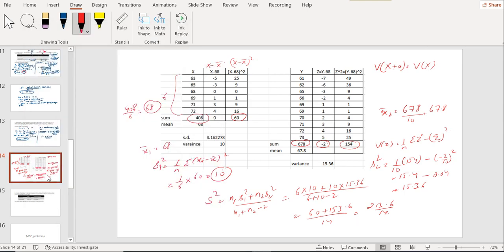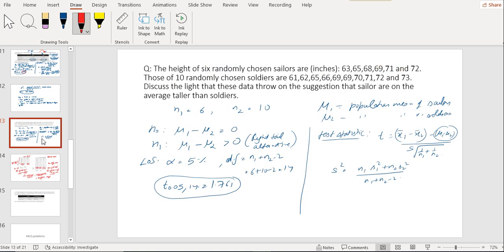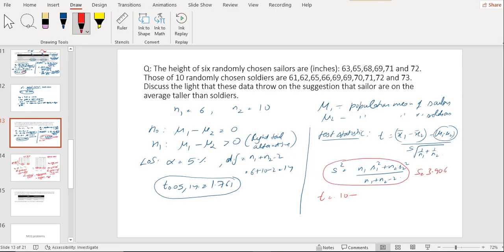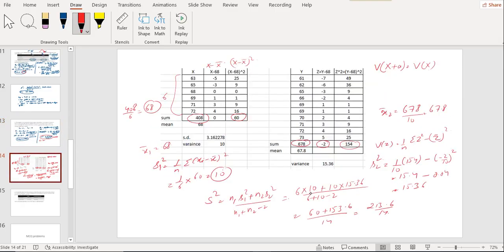3.906. So what is the value of capital S? 3.906. So what is the value of T? X1 bar is 68 and X2 bar is 67.8.